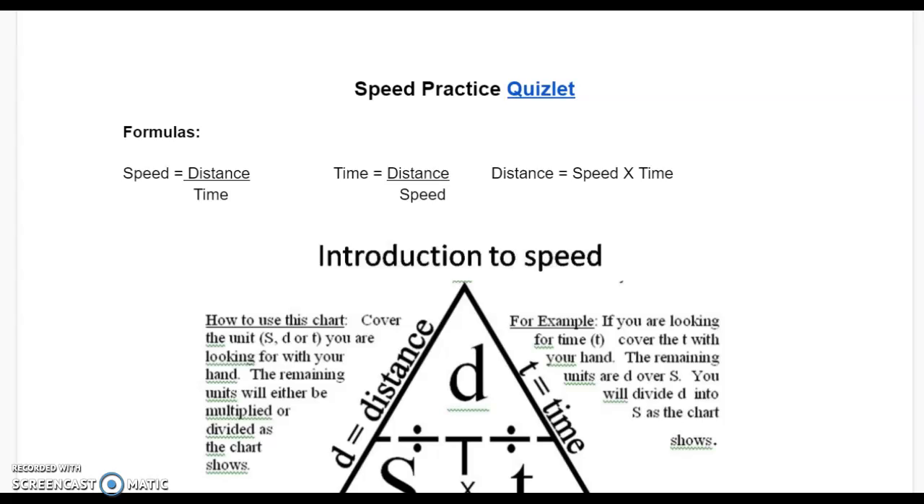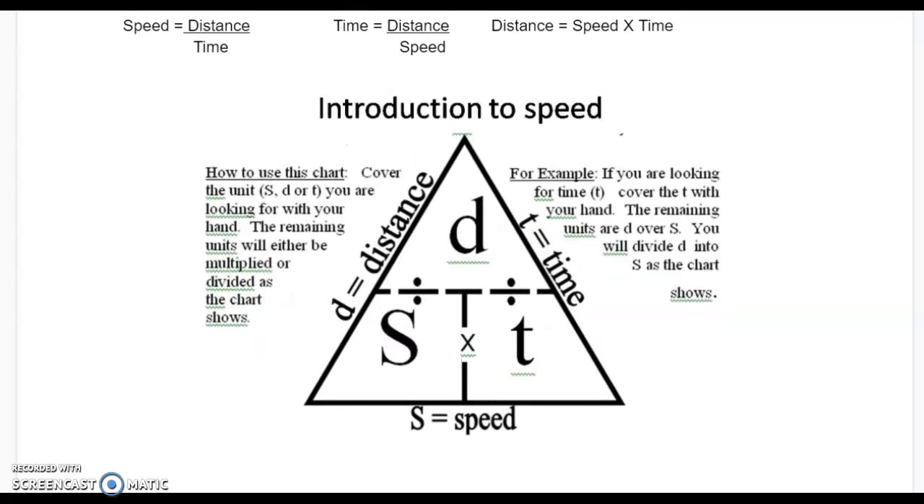This video will be going over the answer key to the Speed Practice Quizlet document. So the formulas that you needed to know for this were speed equals distance divided by time, time equals distance divided by speed, and distance equals speed times time. The cool thing about this is once you know one, you really know all three. This triangle in this picture here is going to help you with that a lot.